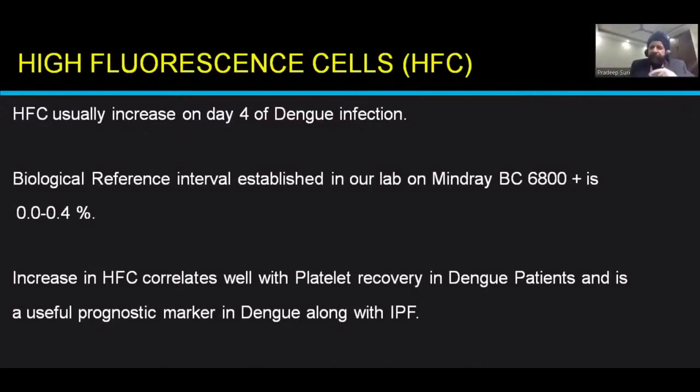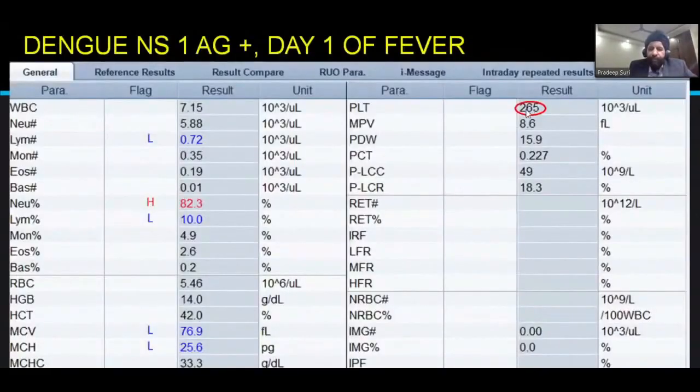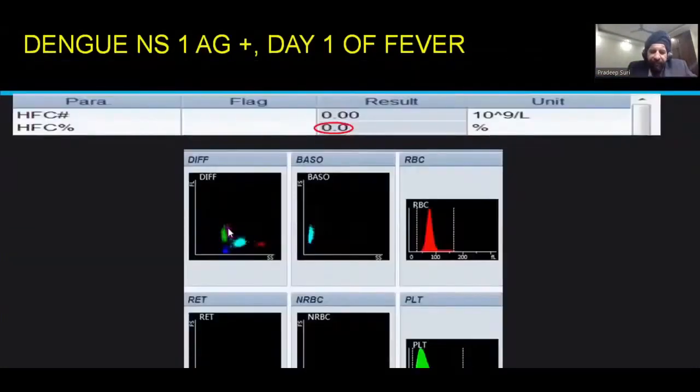I'll just show you a case of dengue, day on day, how HFC increases and then finally decreases, and its correlation with the platelet recovery. So this is a patient of dengue which is confirmed on NS1 antigen. This is day 1 of fever. If you look at the platelet count, it is 265. And if you look at the HFC, it is 0% on day 1. If you look at the WBC scattergram, this is the area here, just above the monocyte. There is hardly any dots here.